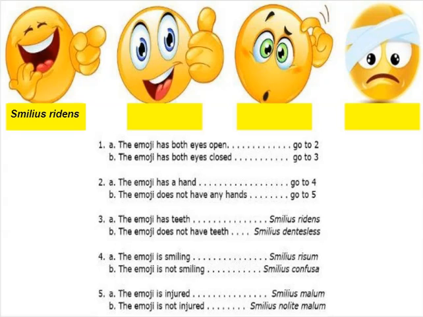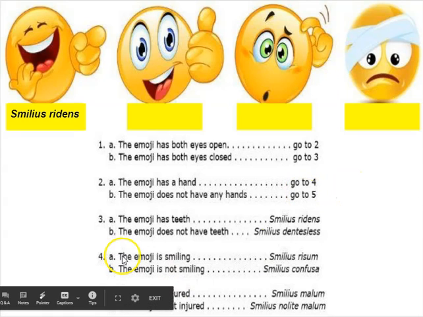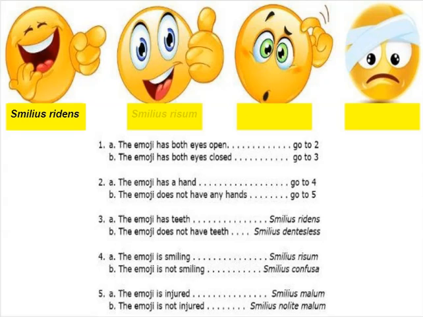Okay, so then we go back up to 1A. The emoji has both eyes open, and I see that with the next 3. So let's handle this one first. We go to 2. The emoji has a hand, and I see it has a hand. So we go to 4. 4A says the emoji is smiling, and I do see that one is smiling. So Smilius rhizome. All right.